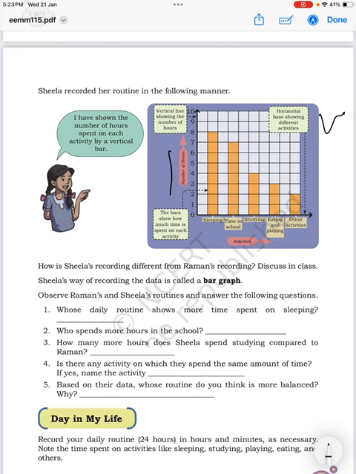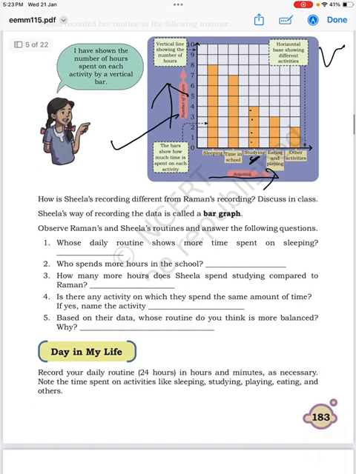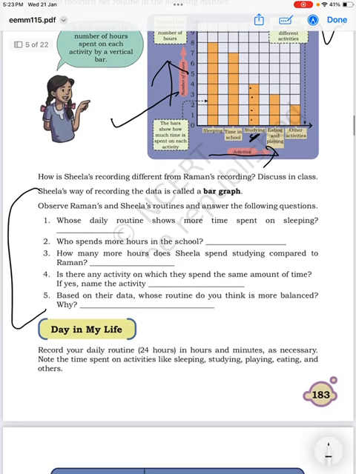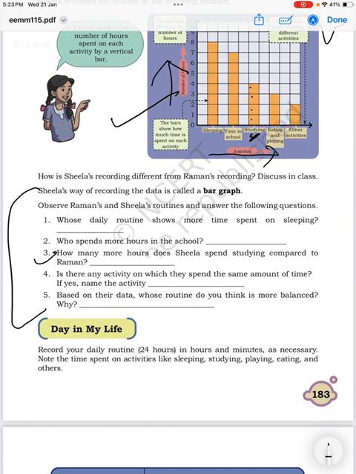Vertically you can see the number of hours is given, and on this side the activities are given, like sleeping, time in school. If I think about study, this is study. So 1 2 3 4, she's spending 4 hours. After this, by looking at this, you have to fill all this. I think you can do it. Let's do the third one randomly. How many more hours does Sheila spend studying compared to Raman?